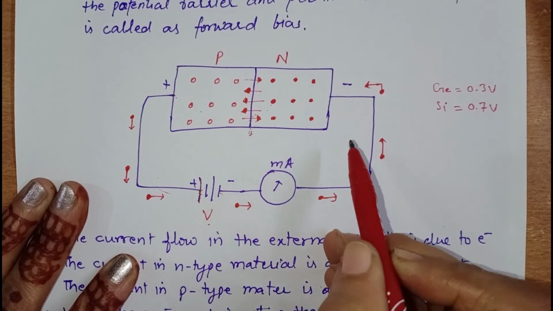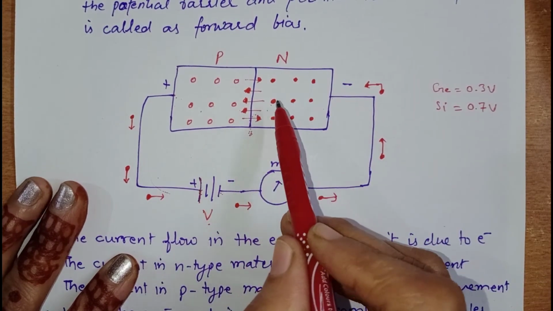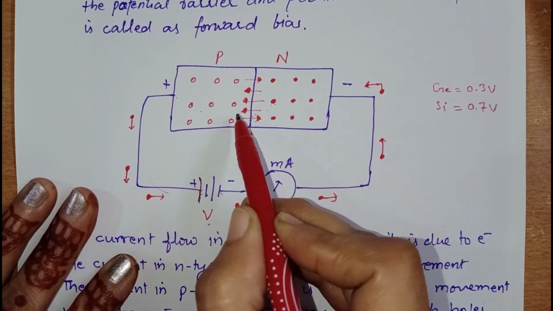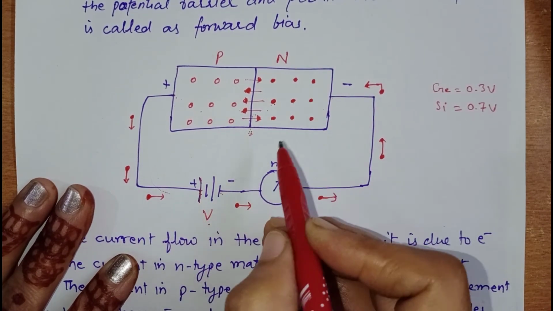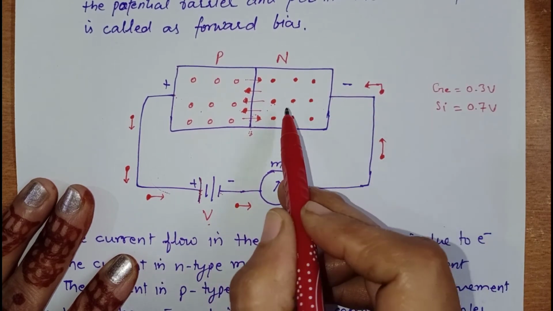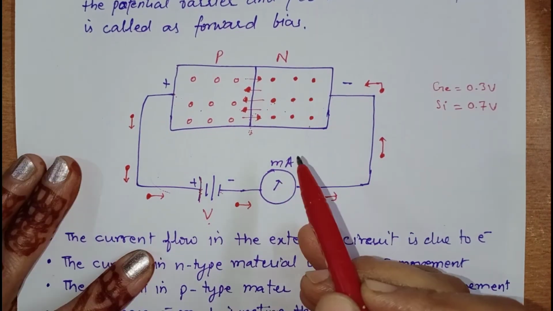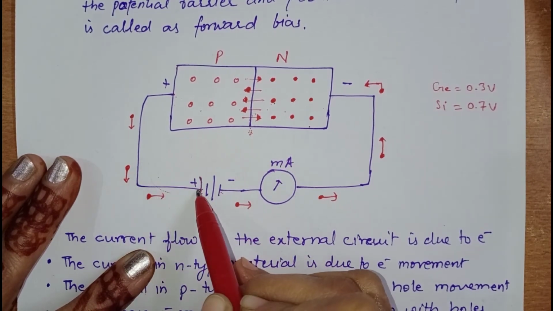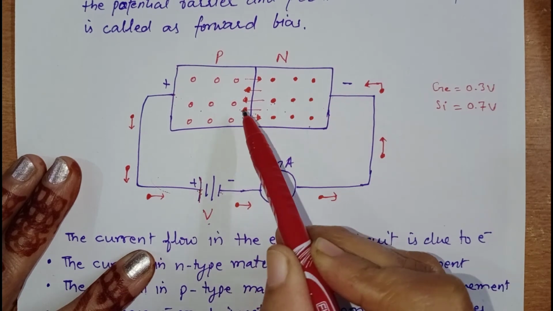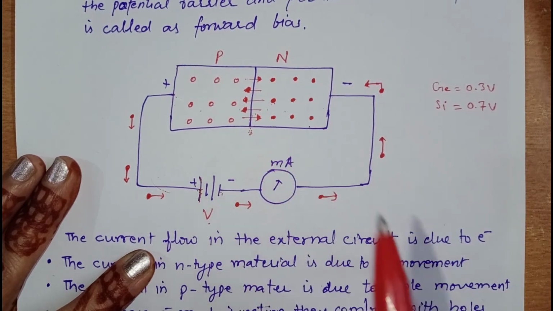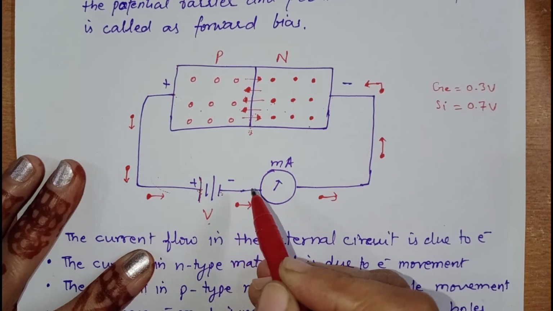Now for every hole, and for every electron which recombines with a hole near the junction, an electron enters from the negative terminal of the battery into this N region. So a constant flow of electrons towards the positive terminal of the battery and a constant flow of holes towards the negative terminal of the battery takes place. This produces a high current in the forward direction.